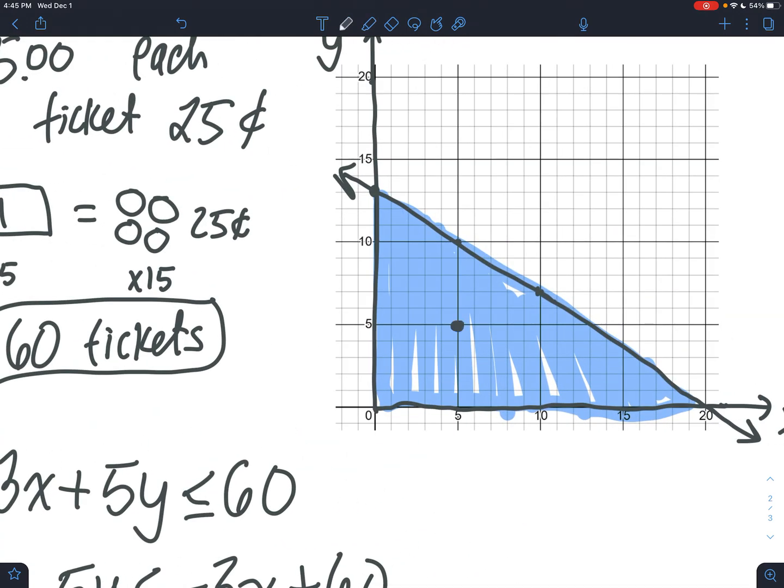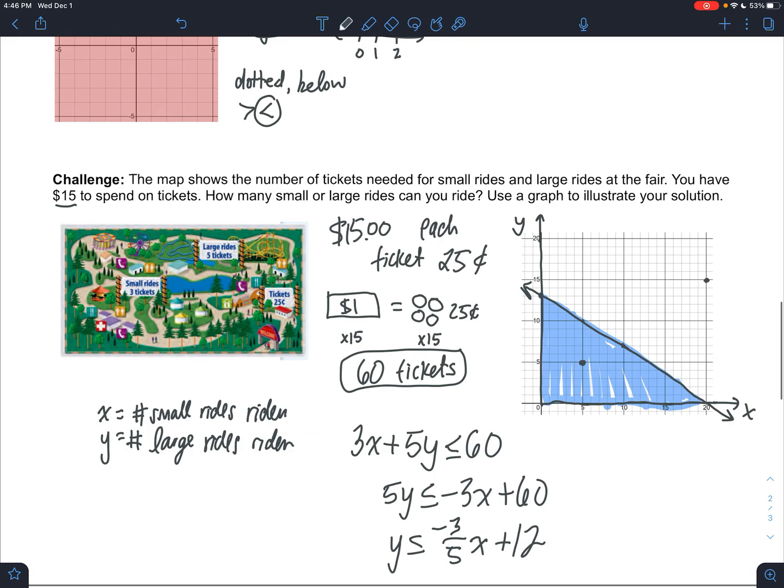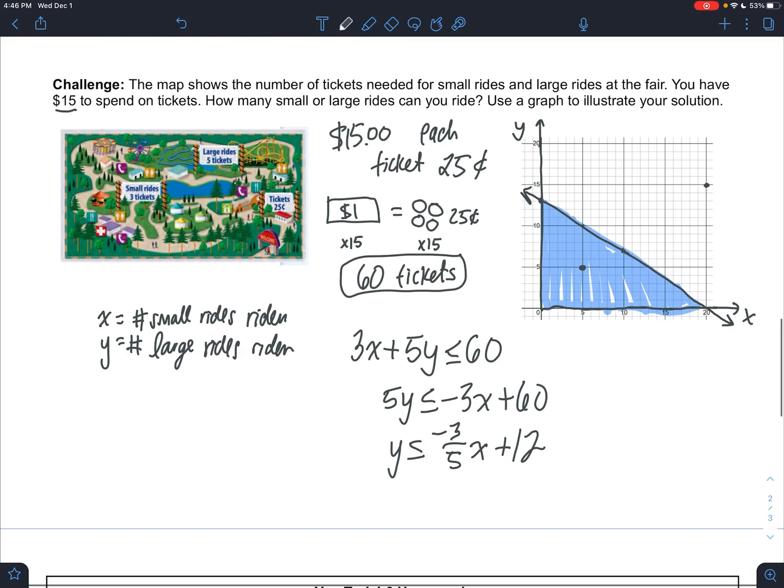So the graph is the solution. It's basically saying if you want to go there and ride 5 big ones and 5 small ones, that's fine. You have enough tickets to do that. You're in the blue zone. You're safe. But if you went and said, I'm going to ride 20 small ones and 15 large ones, you can't afford that, right? So that's why this is the solution. The blue is saying this is what you can ride. Any point that you pick in here or on the line is safe.